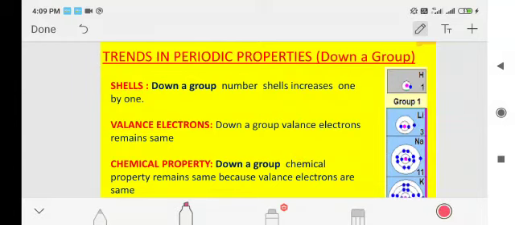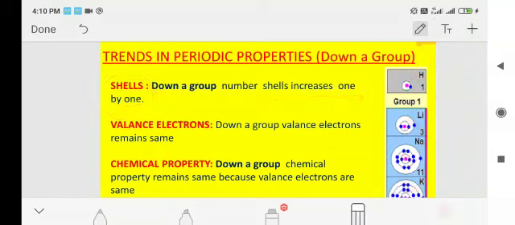The first point is quite simple, about the shells, and just see this diagram. The diagram will clearly tell you the answer. While you move down a group, number of shells: take the case of hydrogen 1, lithium 2, sodium 3, potassium 4, like that it goes. So while you move down a group, number of shells increases one by one. That is the answer.